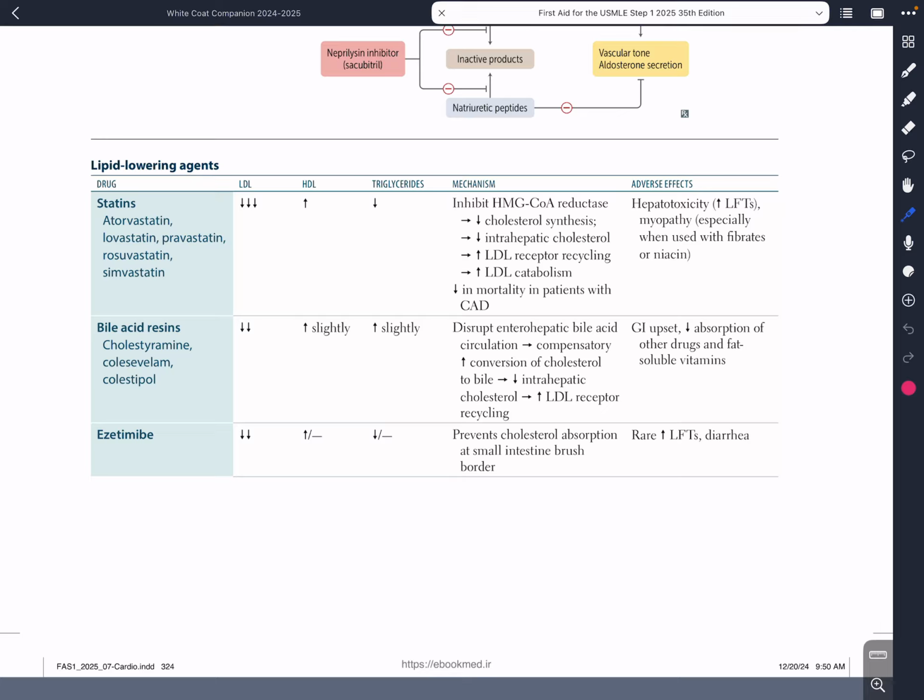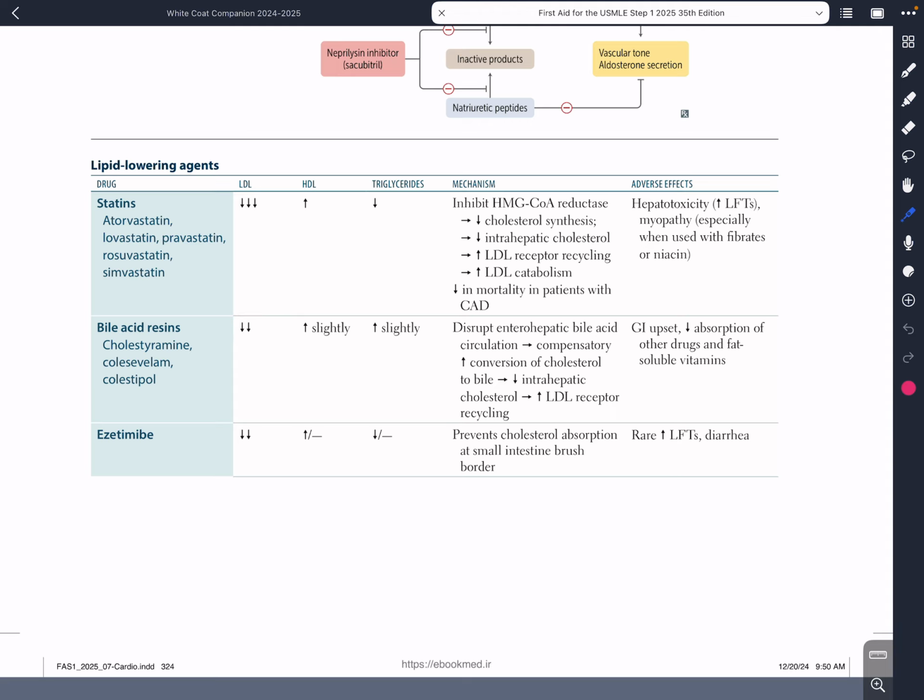Next lipid lowering agent is bile acid resins, which are cholestyramine, colesevelam, colestipol. These medications decrease LDL and slightly increase HDL and triglycerides. Bile acid resins slightly increase HDL and triglycerides, but they lower LDL.